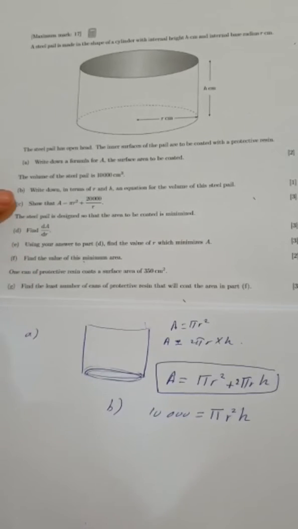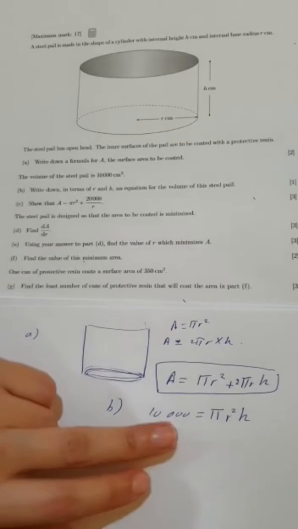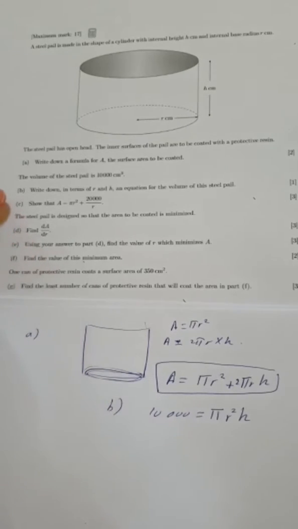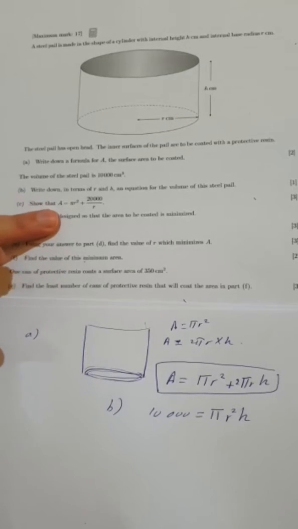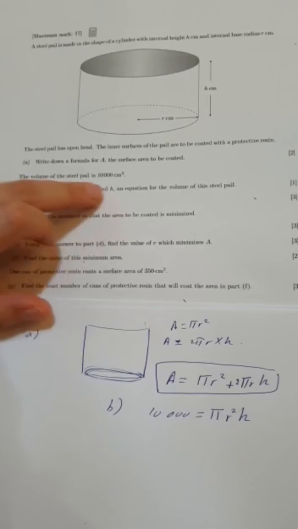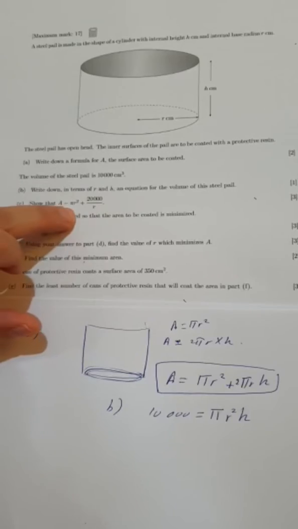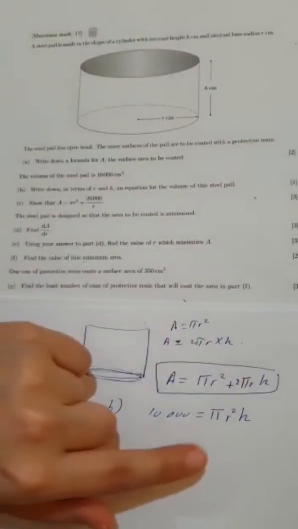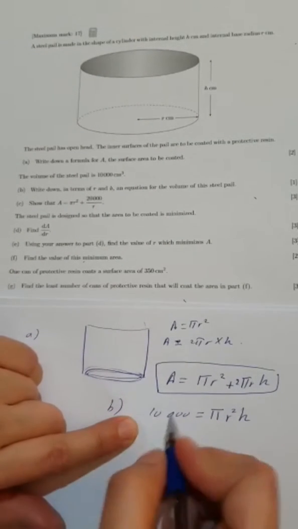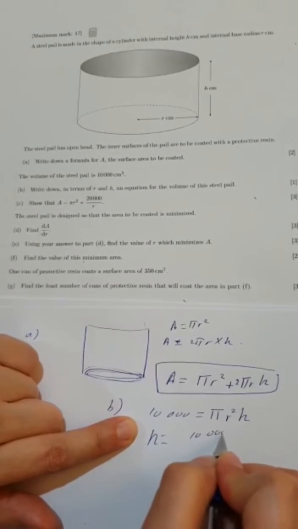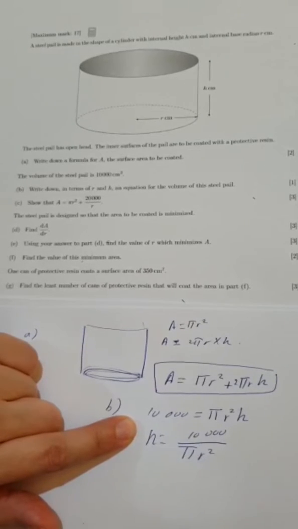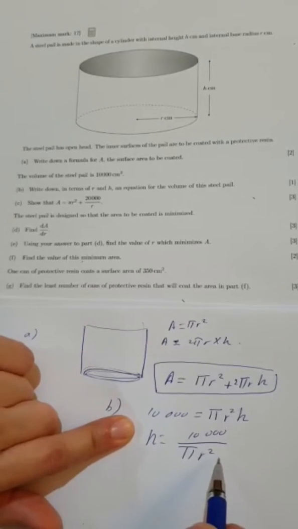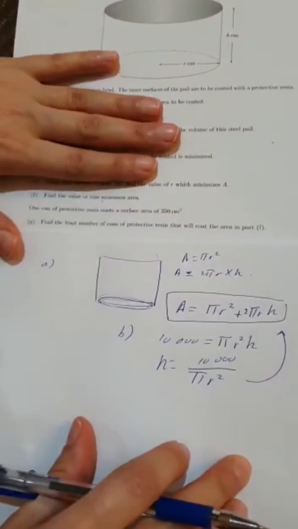So if I want to write down in terms of r and h an equation, we got the equation here. We now need to show that A is equal to π r squared plus 20,000 over r. If you can see here in the area, we don't have any more h, while we have h in this rule. So what I'm going to do is get h from this part. So h will be 10,000 divided by π r squared. So this is the h. I'm going to take this h and replace it in this function to get my answer. So this is what I'm going to do now.